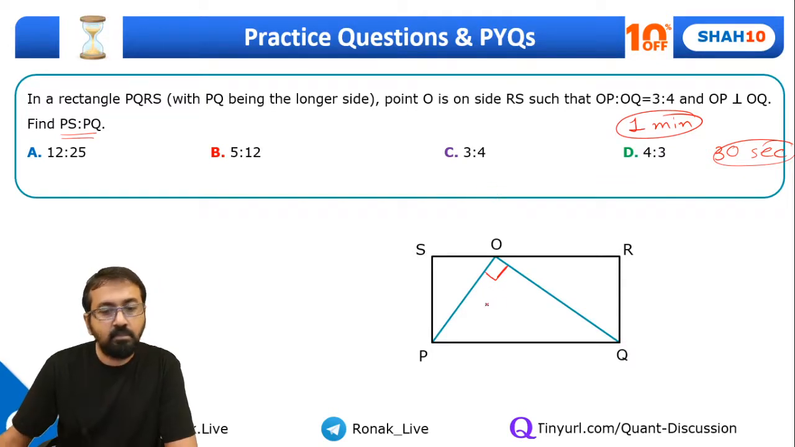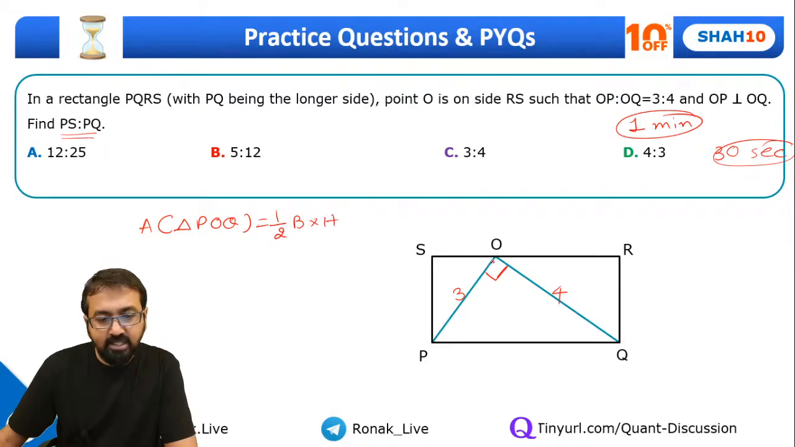So these two sides are in the ratio 3:4. So let's take this as 3 centimeter and this as 4 centimeter. Right, now can I say area of triangle POQ is equal to 1/2 base into height. Now, if I take these two sides, so if I take OP as the base, so OQ will become height, so it will be 1/2 into 3 into 4.